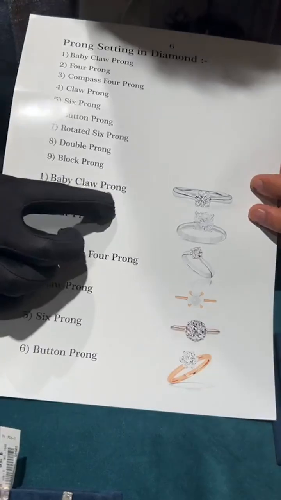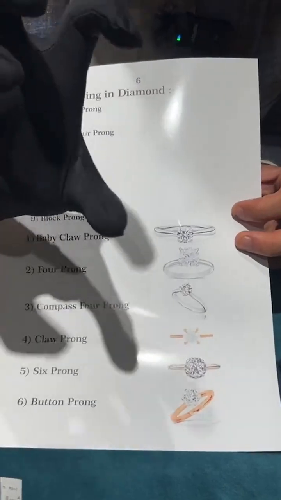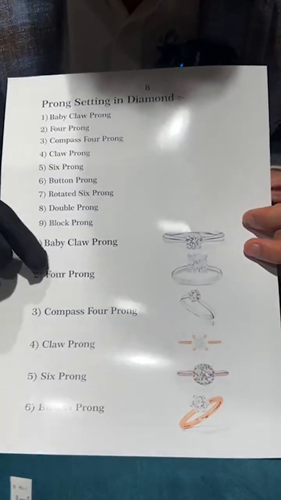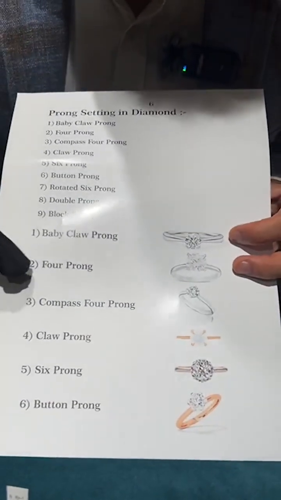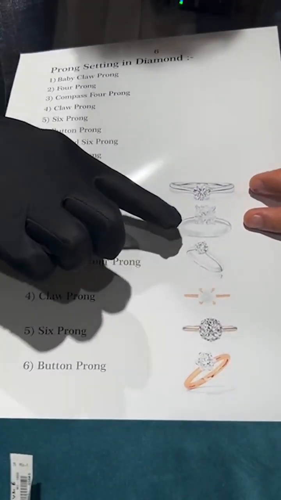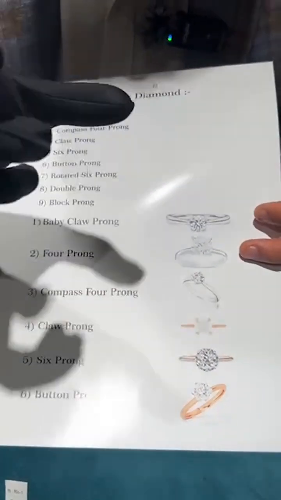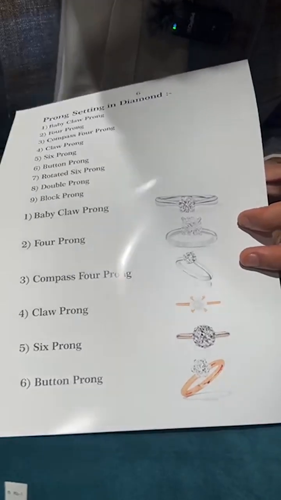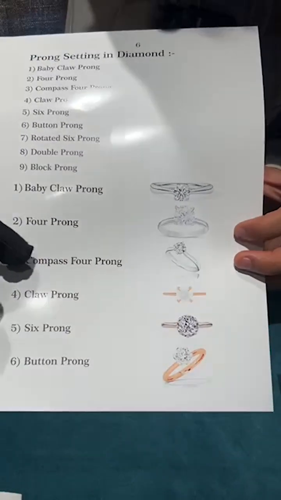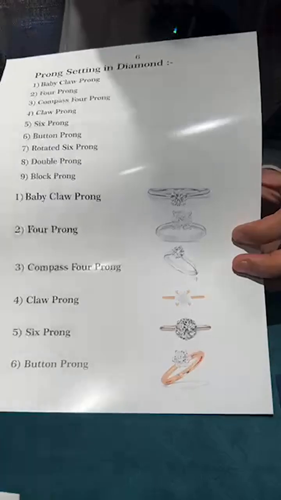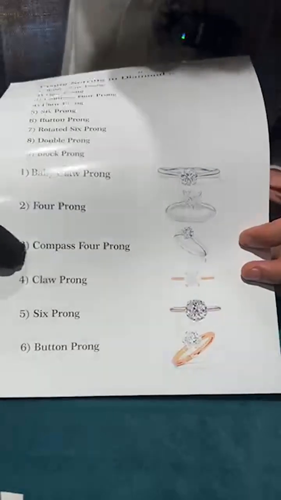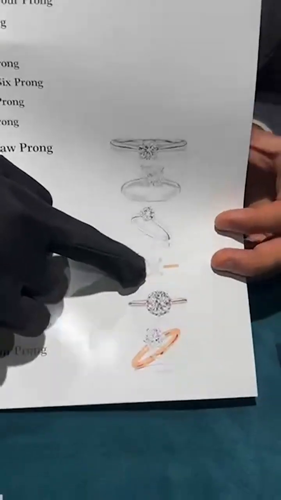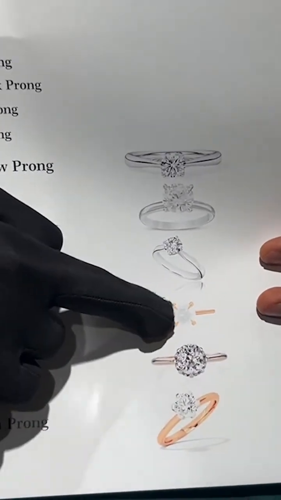So a baby claw prong is when there are 4 prongs which are just holding on to the diamond, like there are 4 prongs on 4 sides of the diamond. Then the 4 prong setting is also similar to the baby claw prong setting, except there's a difference in the size of the prongs. And then there is a compass prong setting where the prongs are put in a circular way, not in a squarish way. And then a claw prong setting, as you can see here, it is coming much more on the diamond than a baby prong setting.